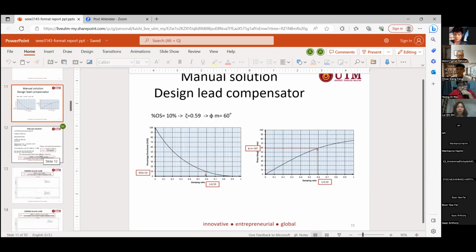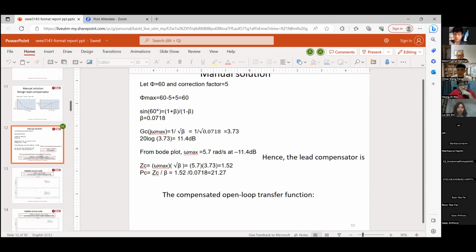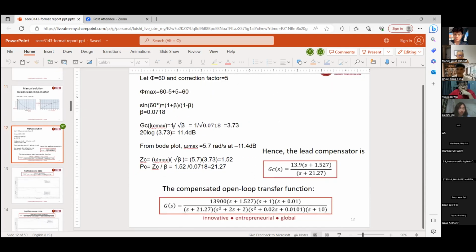So we design the lead compensator. Our requirement is 10% overshoot. By using these two standard graphs, we can find that the required phase margin is 60 degrees. Next, using the phase margin of 60 degrees and a correction factor of 5, we found that our maximum phase is 60. From here we can find our beta, which equals 0.0718, and our magnitude of 11.4 dB.